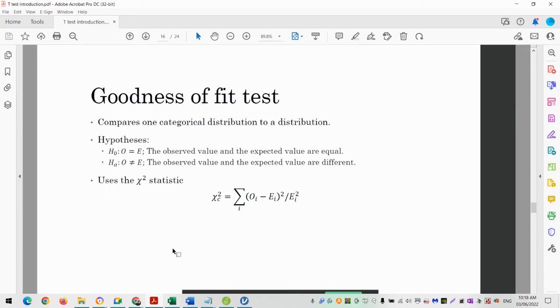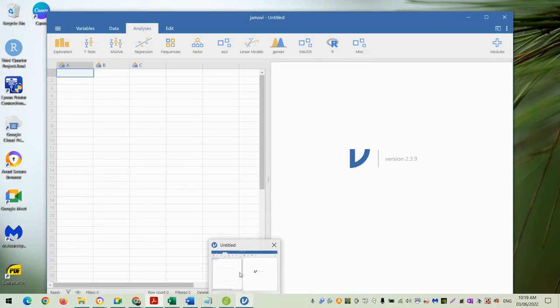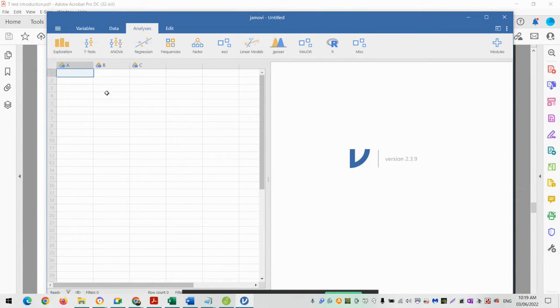Dito sa video na ito, ipapakita natin yung steps ng hypothesis testing para i-compare yung one categorical distribution to another distribution using yung tinatawag nating goodness of fit test. So, ano ba yung goodness of fit test na ito? Kung maalala nyo, meron tayong Titanic dataset noong first quarter na ginamit natin para sa ating mga examples.